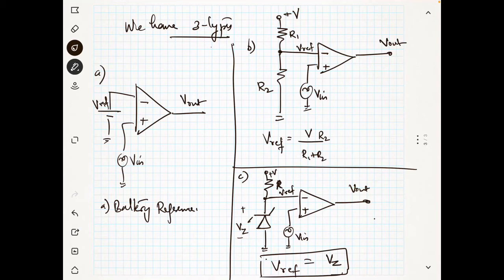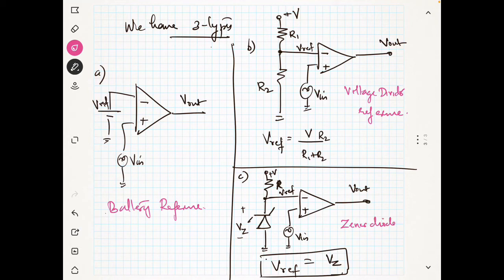So you have 3 types. The first one I told you is the battery reference. Then the second type is the voltage divider reference. And the third one is the Zener diode as reference voltage. The Zener diode sets the reference voltage.